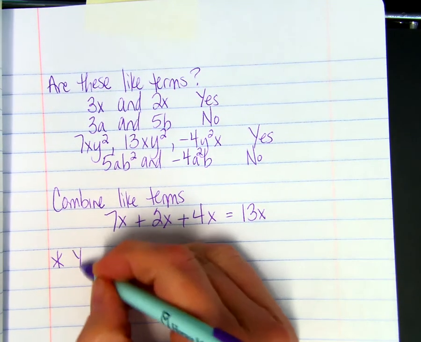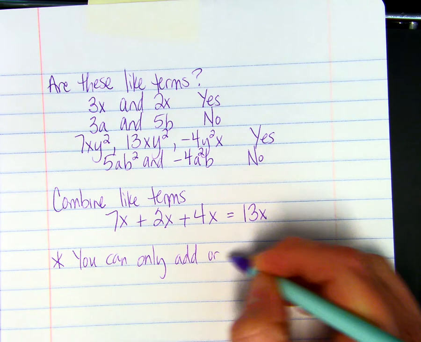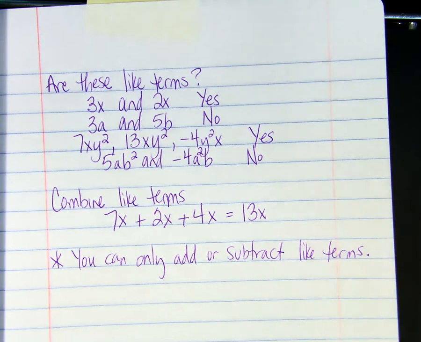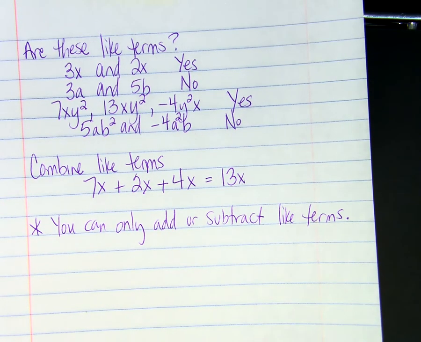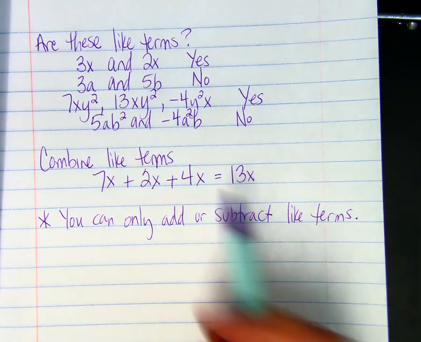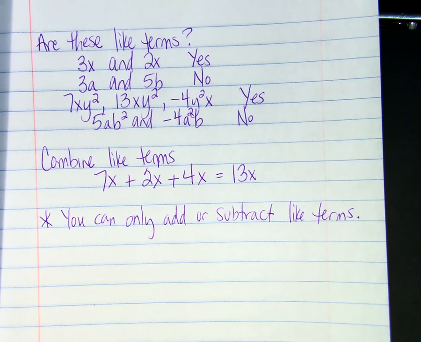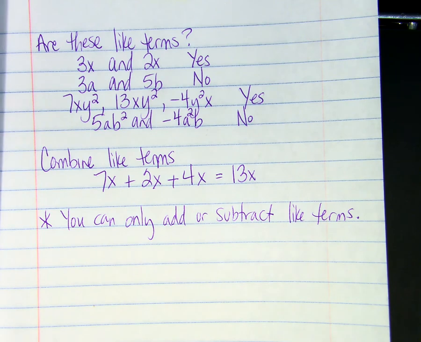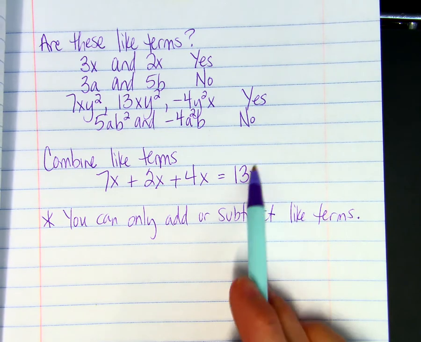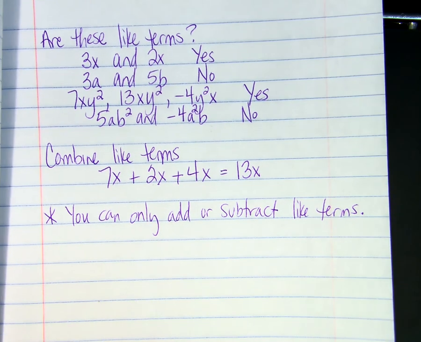You can only add or subtract like terms. So if it does not have another term like it, you can't add it. You just have to write it down again. Notice that when you're adding the cows, they don't change to cows squared or cows cubed. They just stay. You have 7 of them, you add 2 more, you add 4 more, you have 13 of them total. So the variables stay the same. It's only the coefficients that change.